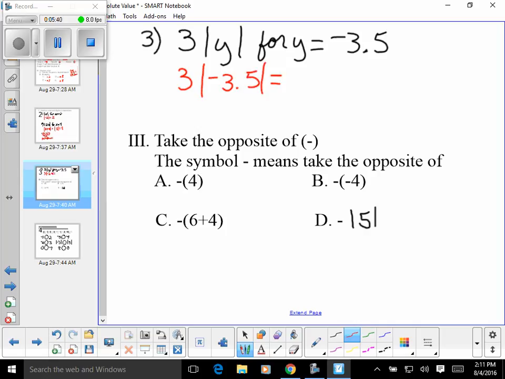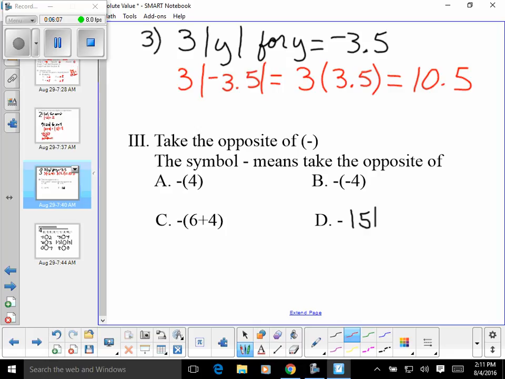Now, just like a grouping symbol acts to do the operation inside, the absolute value says we need to take the absolute value first. So we're going to have 3 times 3.5, which will give us an answer of 10.5.